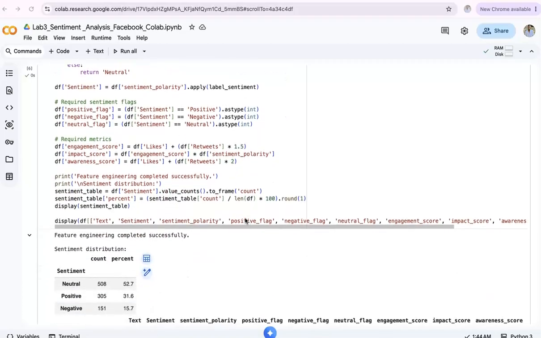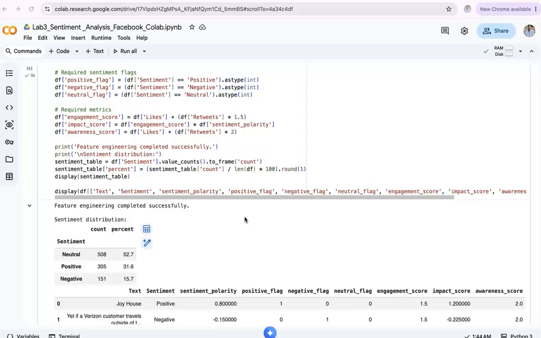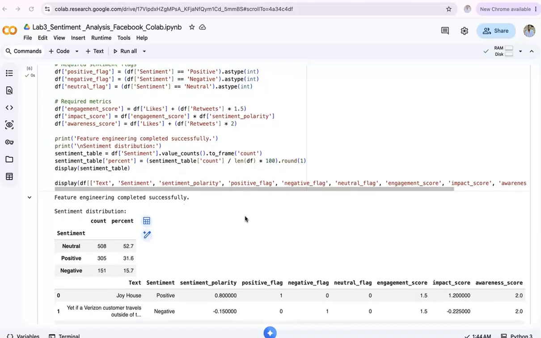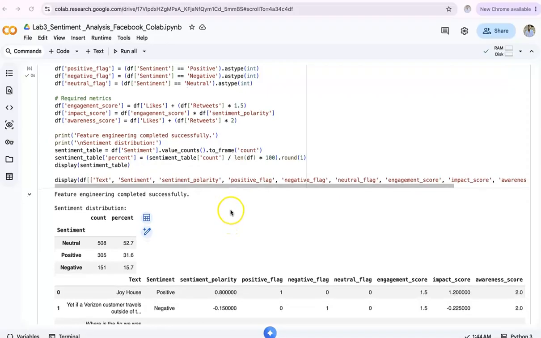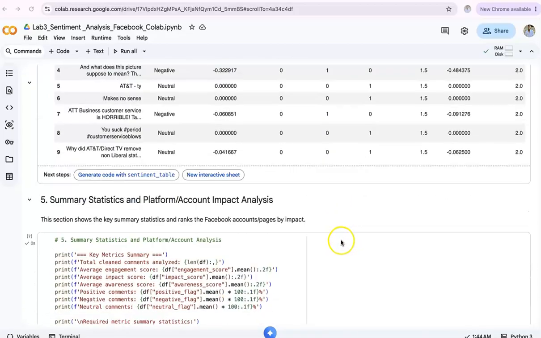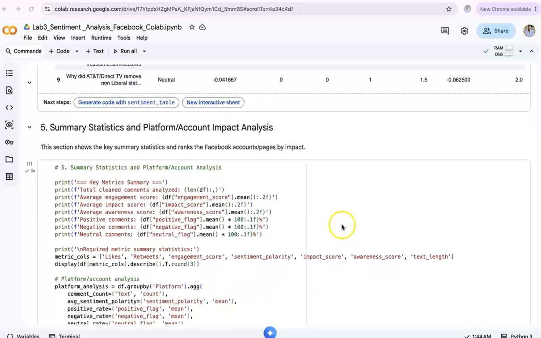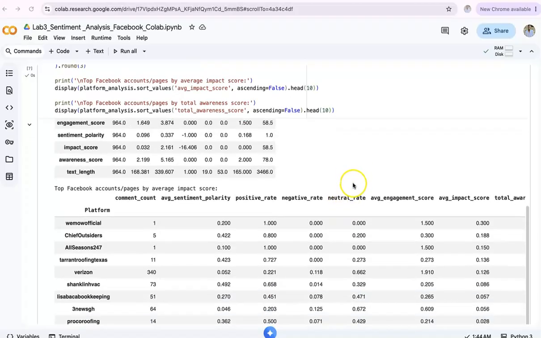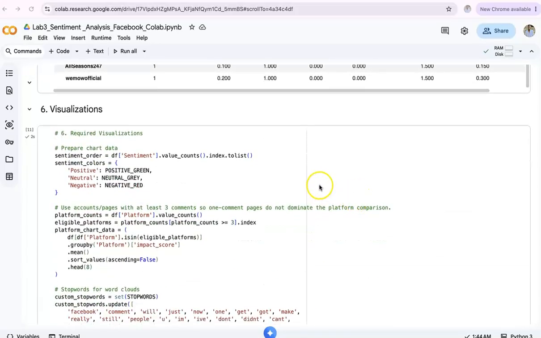After that, the next metric I calculated was the sentiment polarity using TextBlob, and the polarity score shows whether a comment is either positive, negative, or neutral. Based on this score, the notebook created 3 different sentiment flags. We have the positive flag, the negative flag, and the neutral flag. After that, I proceeded with the summary statistics, and once I was done with the summary statistics, I went on to the visualization.